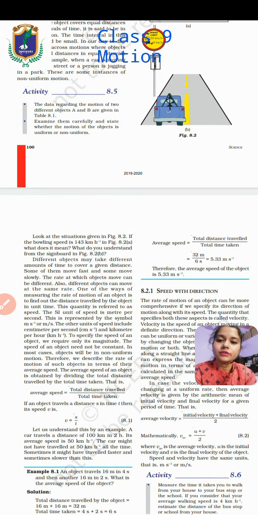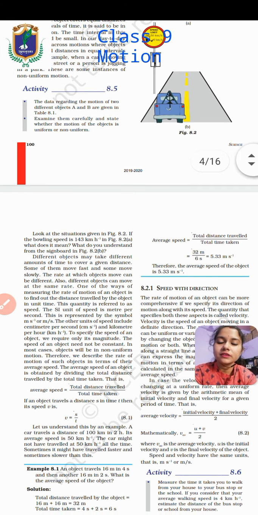Now let's start about speed. What is speed? Distance traveled by an object in unit time is called speed. Means in a fixed time, how much distance is covered by an object, that we call speed. In the case of speed, we need just magnitude. Magnitude is the numerical value. We don't need any direction, we don't need any other quantity, we just need the distance covered by that object in a unit time.